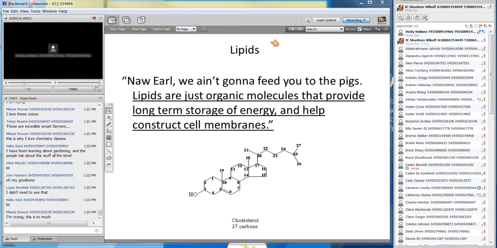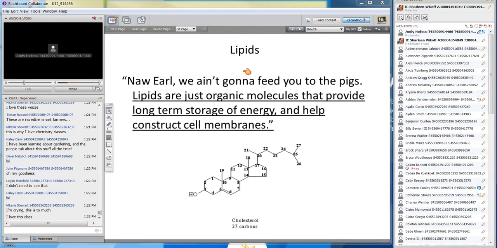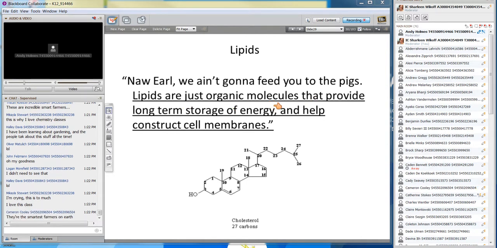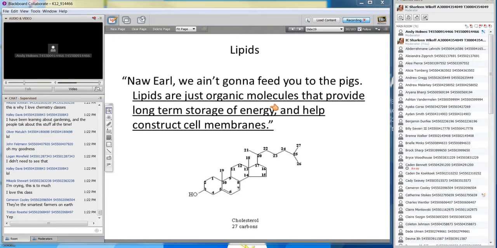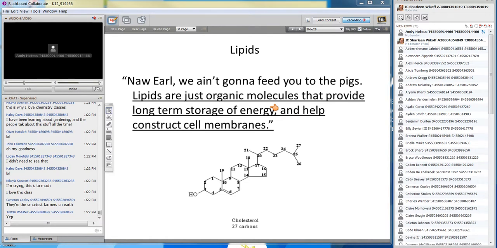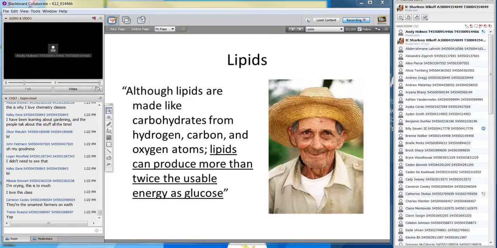All right, so Gus has told us about lipids, which are another organic molecule that provides long-term storage of energy. Long-term storage of energy. So Earl, with his big belly, has a lot of stored energy in his body. They are pretty smart, actually, if you give them a chance.